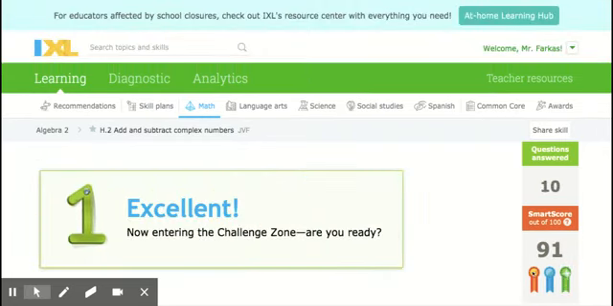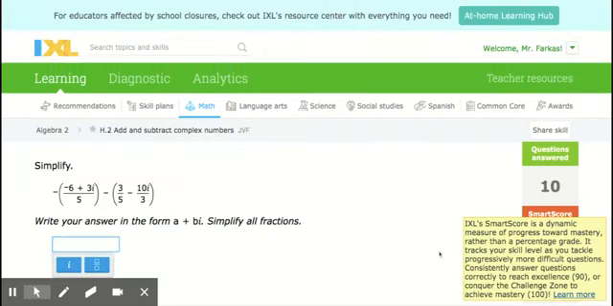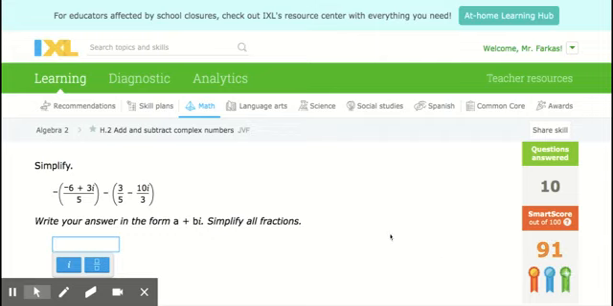Once you get to 90, that's the A. That way you have 3 ribbons here. And you can work on these challenge problems. See if you can get to 100. Good luck.